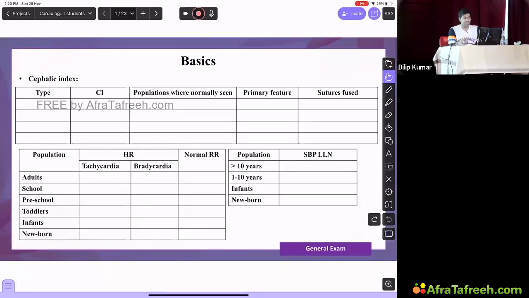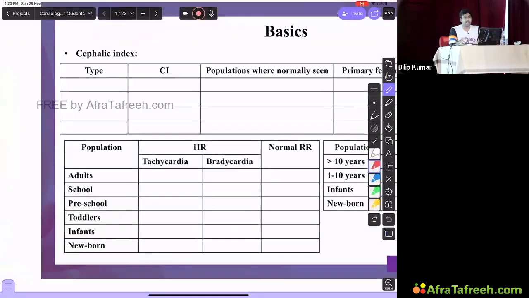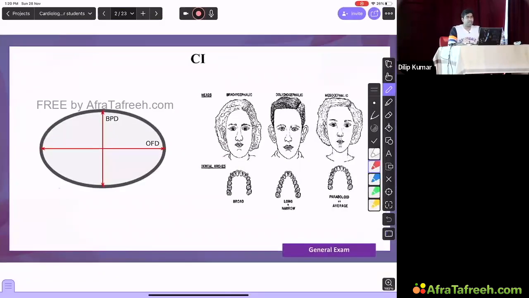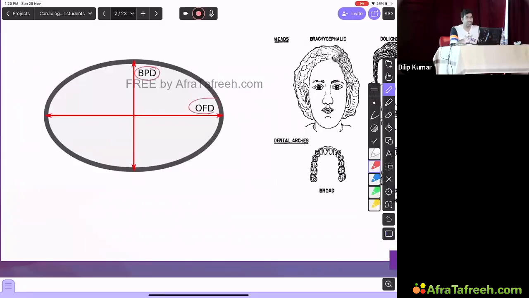So we'll come back to the basics first. When you go to the basics, you need to know what is meant by the term cephalic index. If you see this image, you can see in the skull you have two diameters. You can do that with the CT head also. With the bone window, you'll be able to find the biparietal diameter as well as the occipitofrontal diameter. Biparietal diameter means the distance between both parietal bones, and occipitofrontal diameter is between the occiput and the frontal bone.